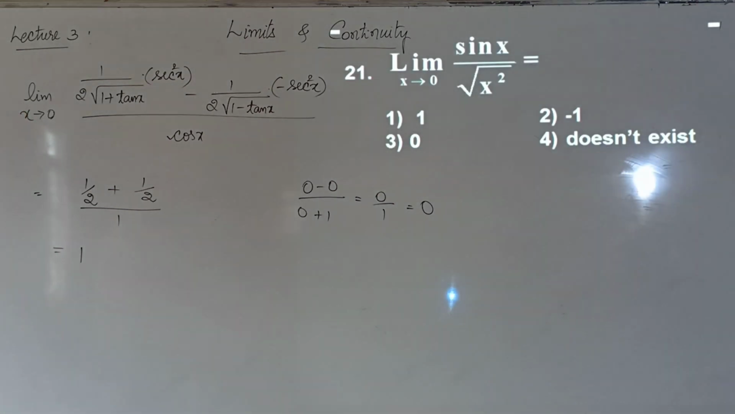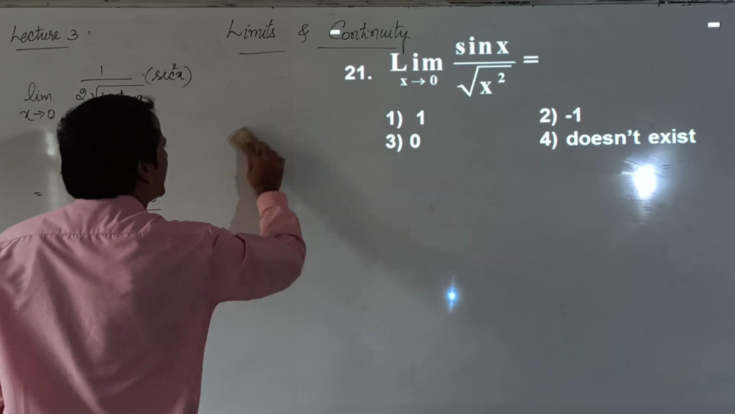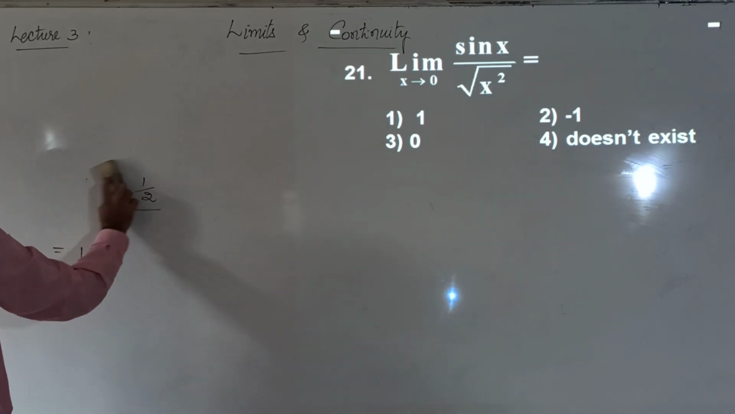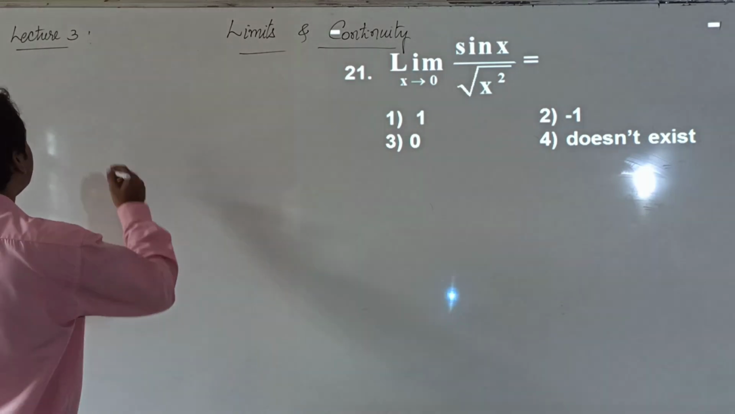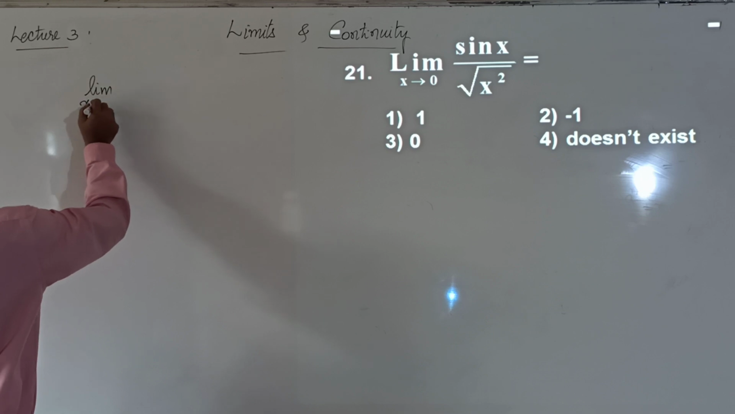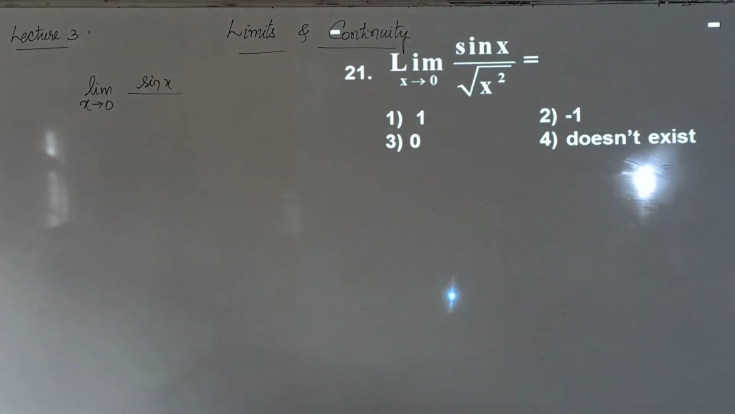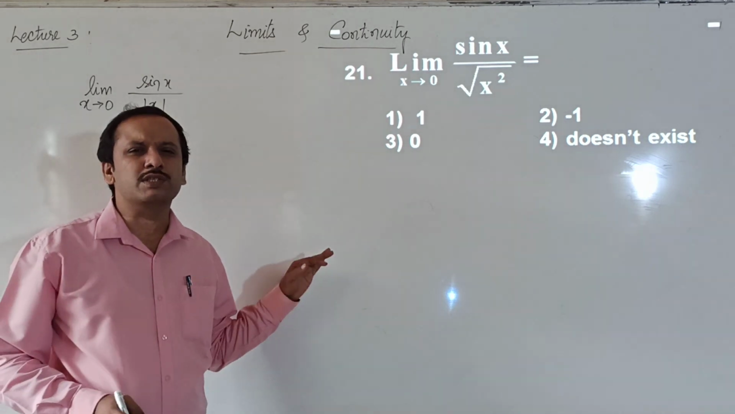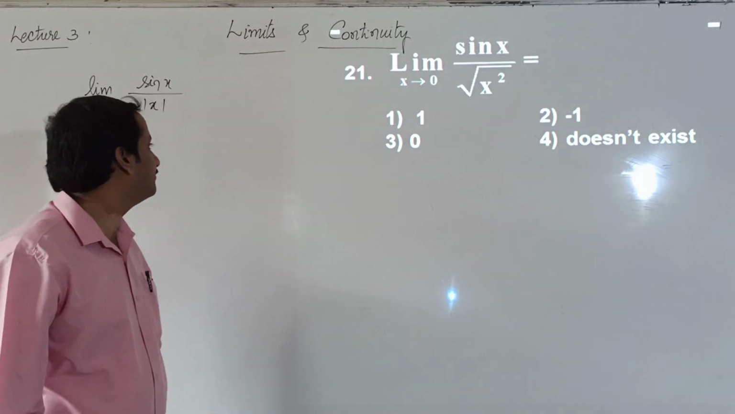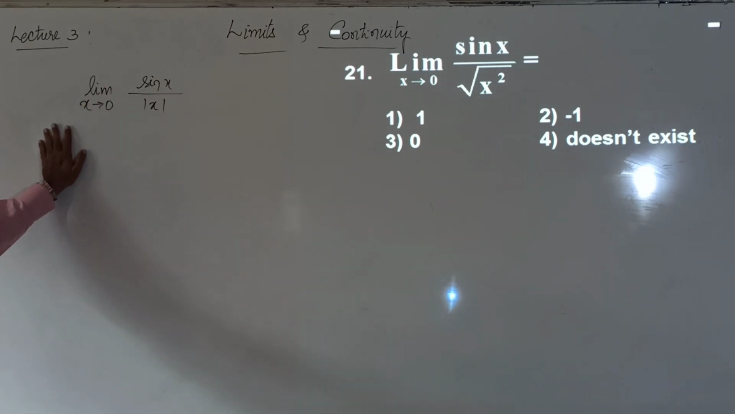Then, 21st question. Limit x tends to 0, sin x divided by root of x square. What is root x square? Root of x square is nothing but modulus of x. Don't directly write that as x. Root of x square is equal to mod x. So if I directly apply the limit, I am going to get sin 0, 0 divided by 0, 0 by 0, an indeterminate form.